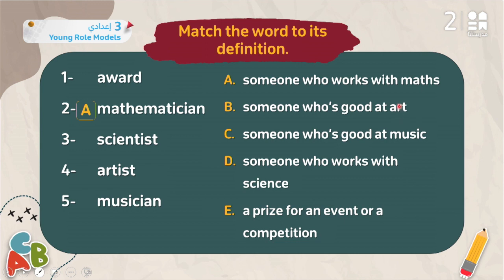Someone who is good at art, حد كويس في الرسم. So I have art, so I need a word that is close to art, is an artist. Someone who is good at music, حد كويس في الموسيقى. So I need a word that looks like music, a musician. اللي هو زي عازف موسيقى أو موسيقار، حد كويس في الميوزك. Someone who works with science، حد بيشتغل في العلوم يعني عالم. Also I'm looking for a word that is close to science. This is a scientist. A prize for an event or a competition. Prize اللي هي جائزة is an award.